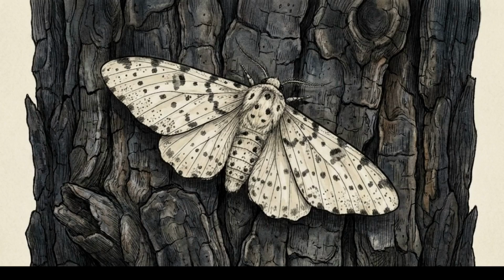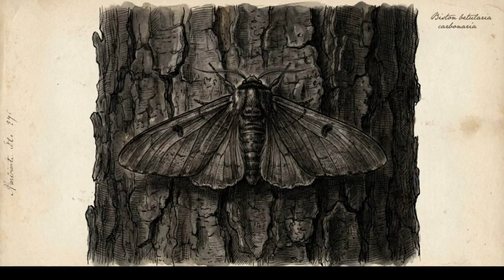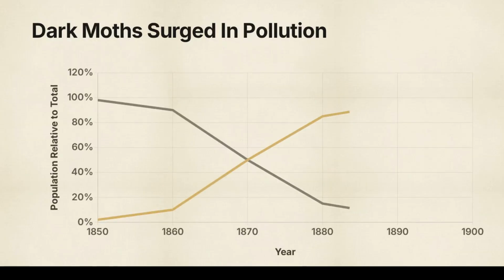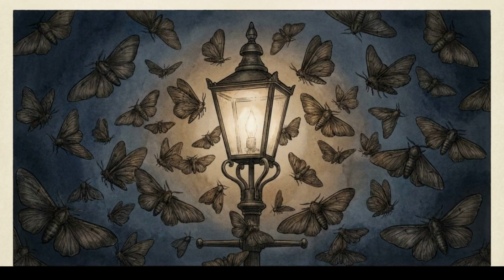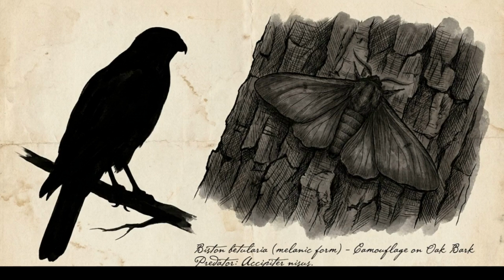The white moths were suddenly exposed to predators against the dark bark, while a rare, dark-winged genetic variant suddenly gained a massive survival advantage. Because the dark moths were better at hiding in the polluted forest, they lived longer and produced more offspring. Within decades, the dark-winged moths became the dominant variety in the population. This environmental sorting is natural selection.